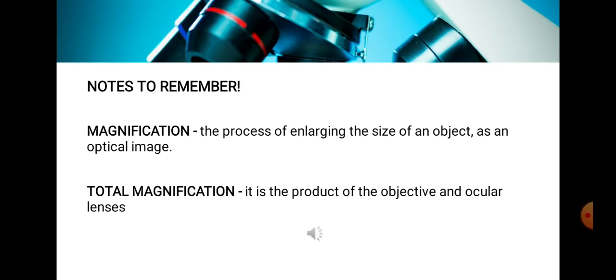Now let us differentiate the terms magnification and total magnification. When we talk about magnification of a microscope, it describes the increase in apparent size of an object compared with its actual size. Therefore, an object magnified 10 times appears 10 times larger than it really is. While total magnification is the product of the ocular lens magnification and the objective lens magnification.